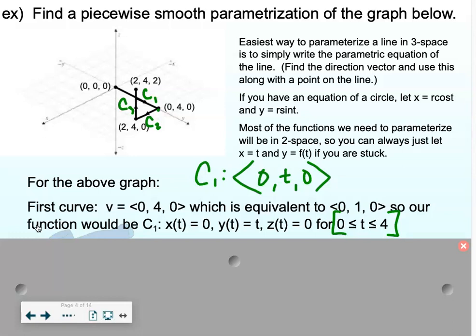For your second one or your first? All right, let's take a look here. So you want to start at 0, 4, 0, so you're starting at 0. Yes. Yep. You're okay. You were fine.